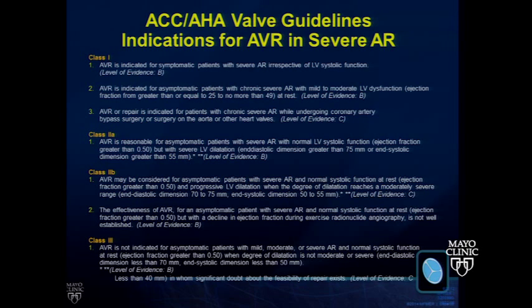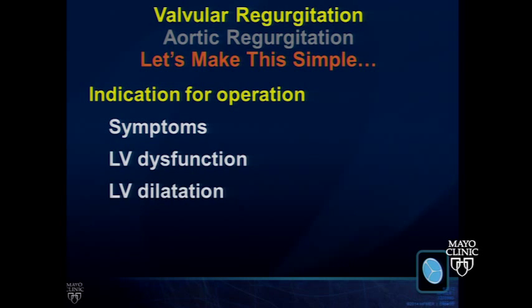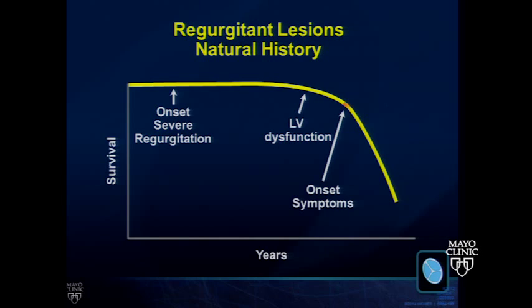Now again, timing of operation. And in aortic regurgitation, we're not going to talk about repair because repair can only be done by a couple surgeons in the country. Almost all your patients are going to get valve replacement. So you want to know when to replace their valve. And you replace their valve according to multiple recommendations in the guidelines. But again, we're going to make this simple. And by making it simple, we're going to go over symptoms and LV dysfunction and LV dilatation.